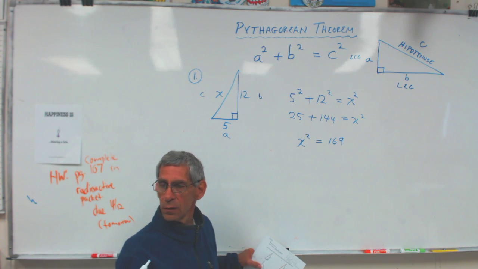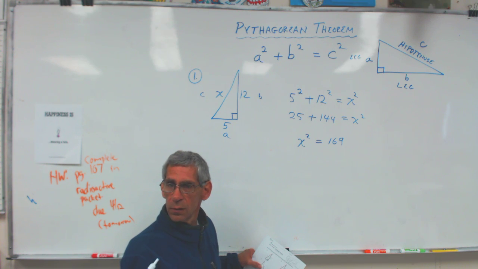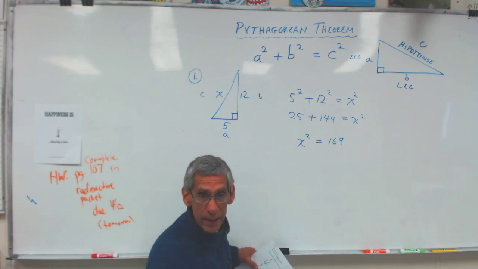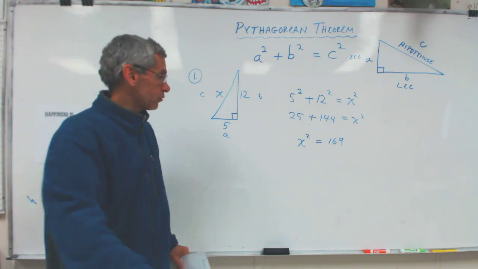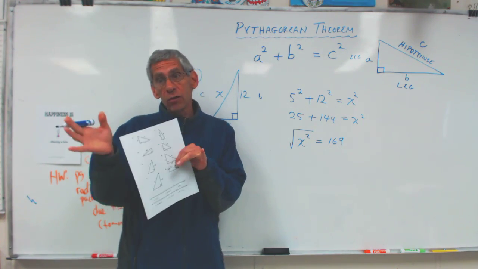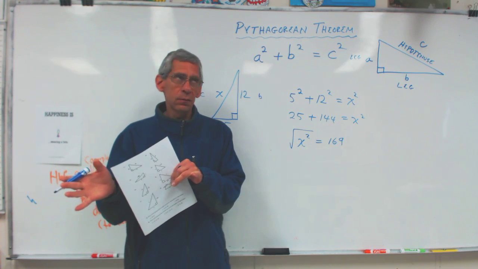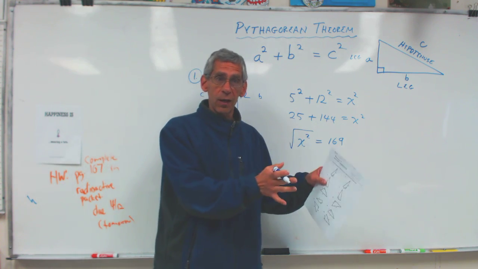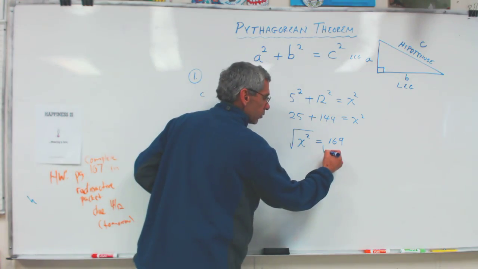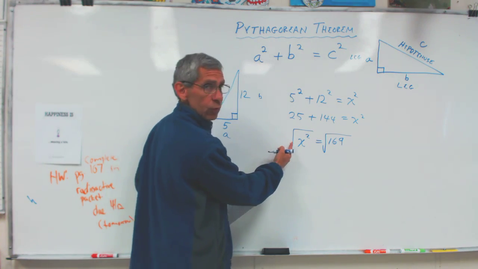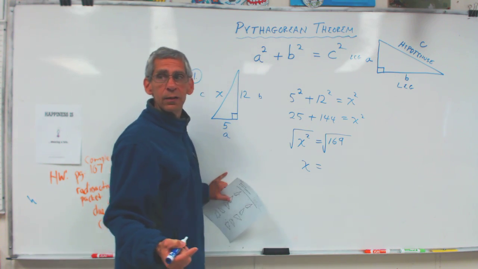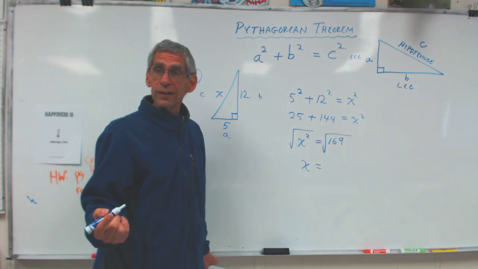The radical, is that what they call it? The square root of x squared is x. That's right! As long as I do the same thing to one side that I do to the other, I'm going to take the square root of both sides. So the square root of x squared is X. X equals, what's the square root of 169? In this particular case, it's 13.